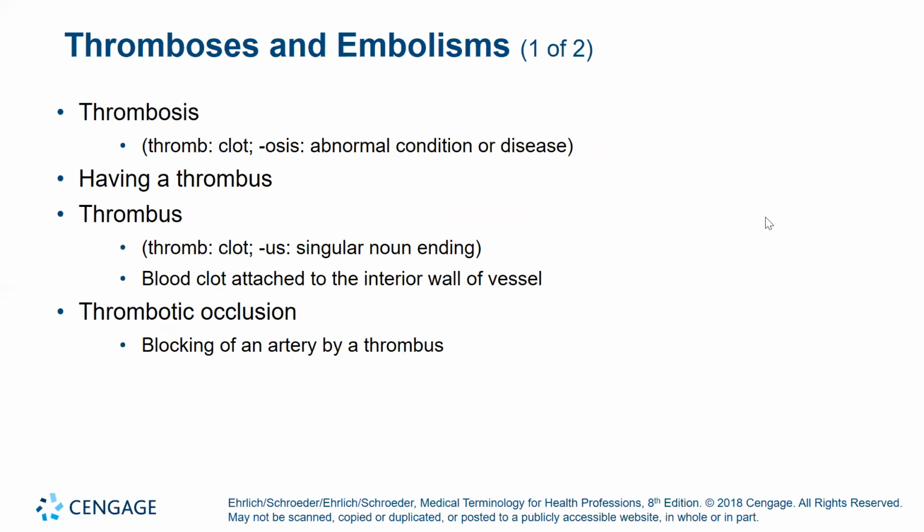Thromboses and embolisms. The first one we have is thrombosis. Thromb is clot. Os is abnormal condition or disease, so it's having a thrombus. A thrombus then is a blood clot attached to the interior wall of the vessel. Thromb is clot. EUS is a singular noun ending. And then the thrombotic occlusion is blocking up an artery by a thrombus.